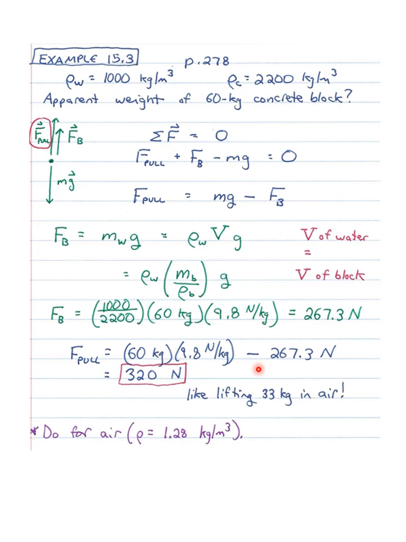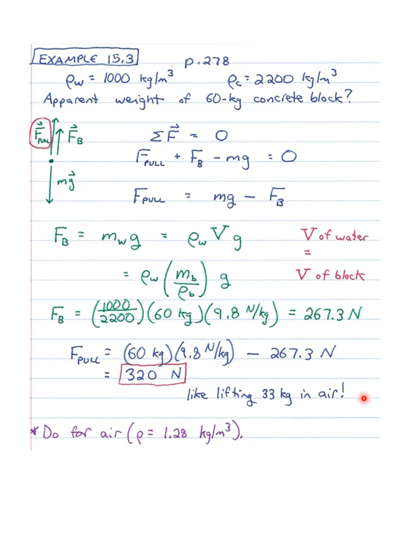Its actual weight is this 60 times 9.8. And so you can see that a tremendous amount of the weight has been decreased. And as we think back to the original problem, it gave us a 60 kilogram concrete block. We can do the math with weight equals mg, and we can see that the force of the pull is like lifting 33 kilograms in the air. So that's pretty good. A 60 kilogram block only feels like it's 33 kilograms.